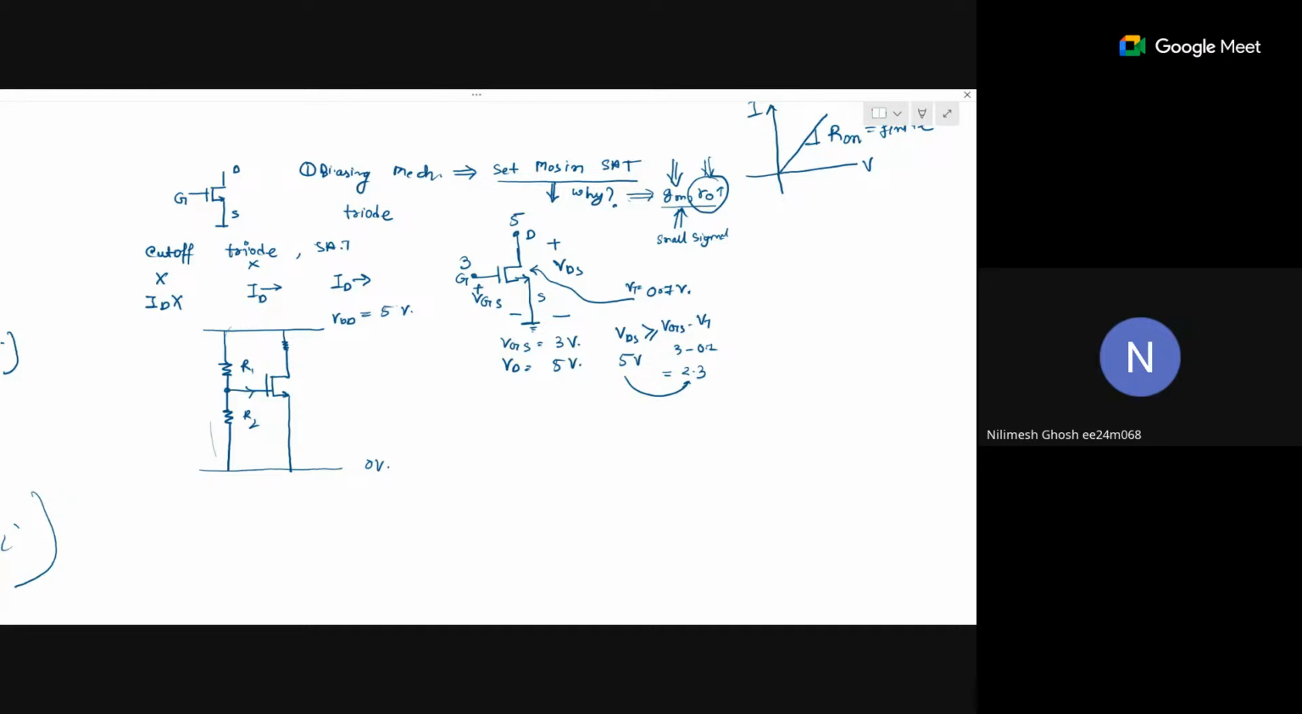So let's take a particular example. This is 2.5 kilo, 2.5 kilo. This is also 2.5 kilo. Let's say this is 5 volt, and let's say this is 3 volt. Now what is the voltage here? Can you tell me what is the voltage here? This VG, the gate voltage.